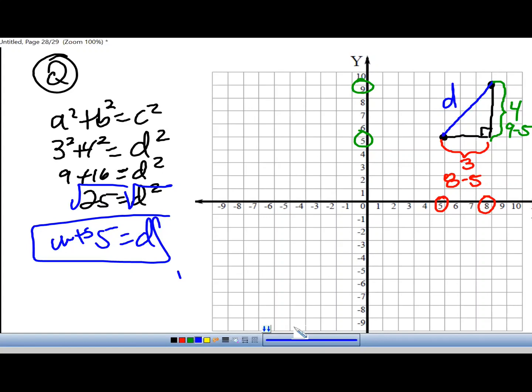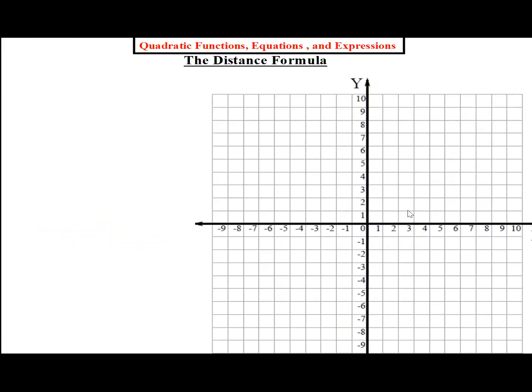All right. So now that we're done with that one, I'm going to give you one now without any numbers. How about them apples? Yeah, let's go. Copy this one.